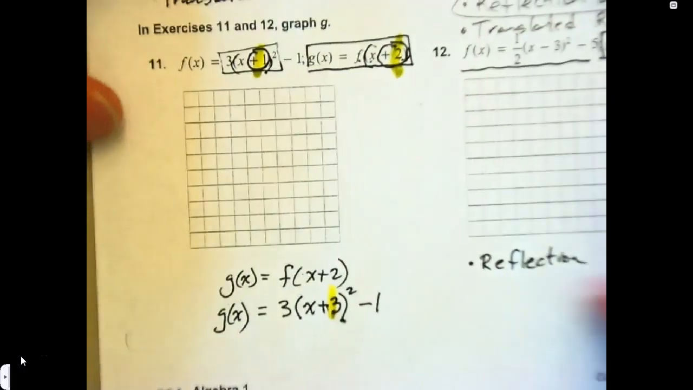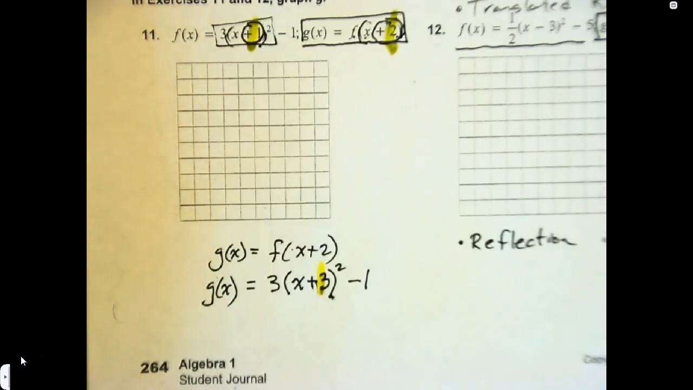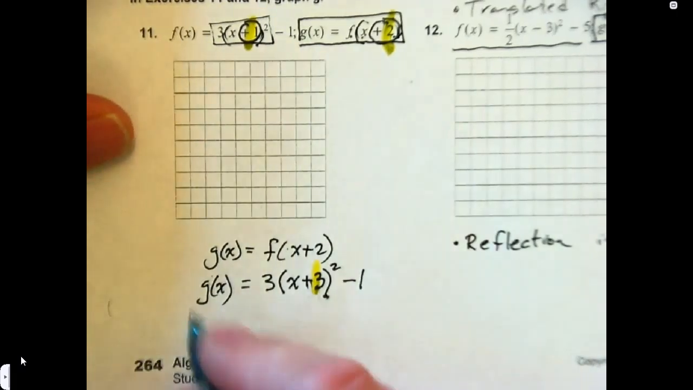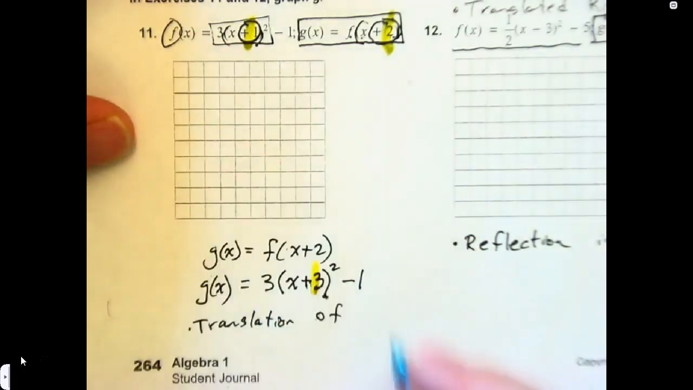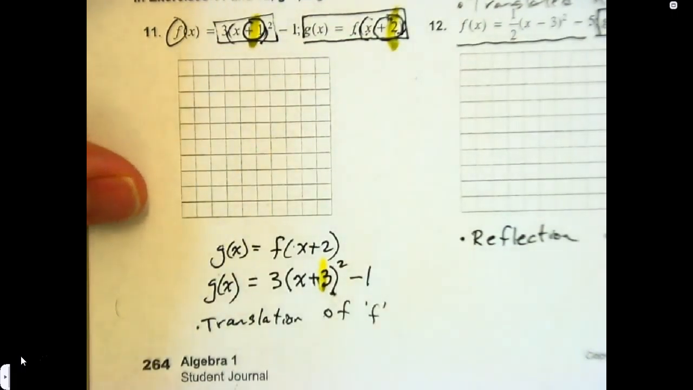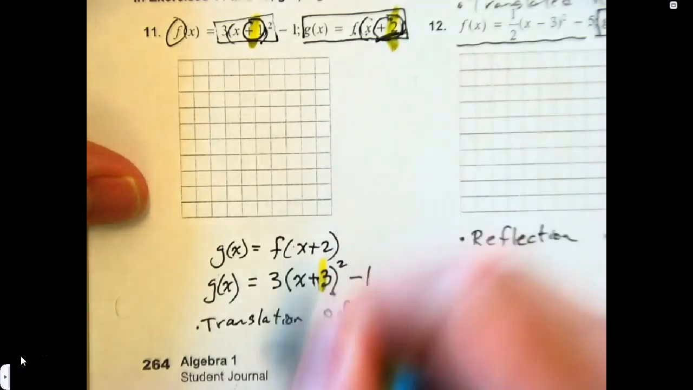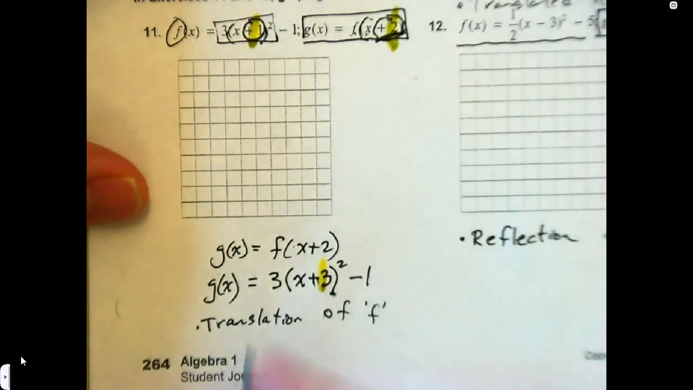Okay, how did this one change if we're describing it? It's what? Translation of f. So we're translating f. How far are we translating it? How far? Not 3. Yeah, we're translating it 2. Okay? We're moving it 2 units. It will end up at 3, but we're moving it 2 units. Which way are we moving it?